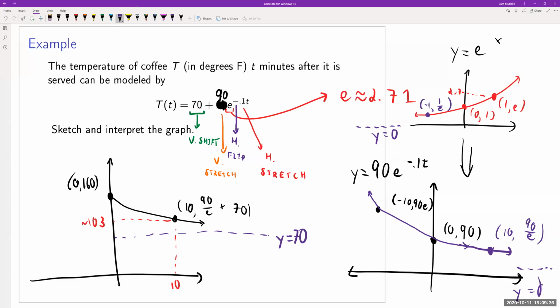We can make the assumption, therefore, that the temperature of the room is 70 degrees Fahrenheit, and that this is the coolest that the coffee would ever get. Now, in this model, the coffee would never actually reach 70. After a very long time, it would be very close to 70, but it would not quite be there.